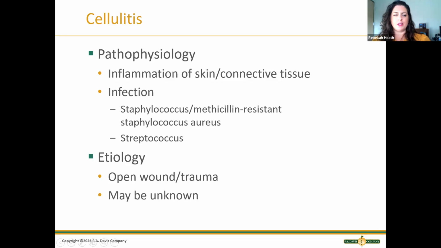Next skin issue, cellulitis. So cellulitis is an infection of the skin or the area around it. It's inflammatory. It's usually caused by staph or streptococcus. A lot of times you'll see MRSA, methicillin-resistant staphylococcus. Usually it's from an open wound or trauma. Sometimes it's from a bug bite that got infected. Sometimes we just don't know why the skin area got infected. We don't see an open area, but there's clearly an infection happening.